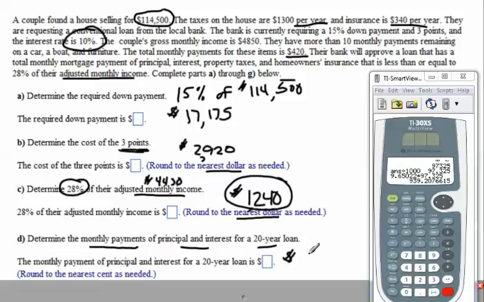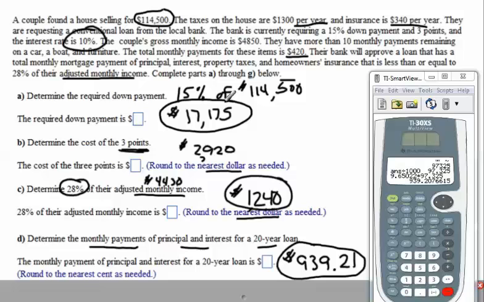So for Part D, our answer is $939.21. That is our monthly principal and interest payment without including the property taxes and the homeowner's insurance. Now, of that $939.21, part of it will go towards principal and part of it will go towards interest. So again, our down payment was $17,175. Our 3 points cost us $2,920.